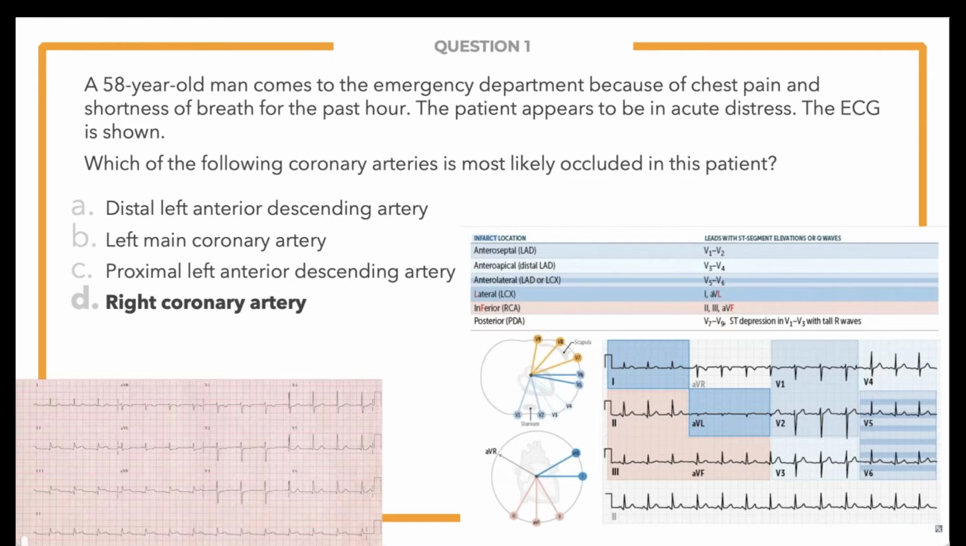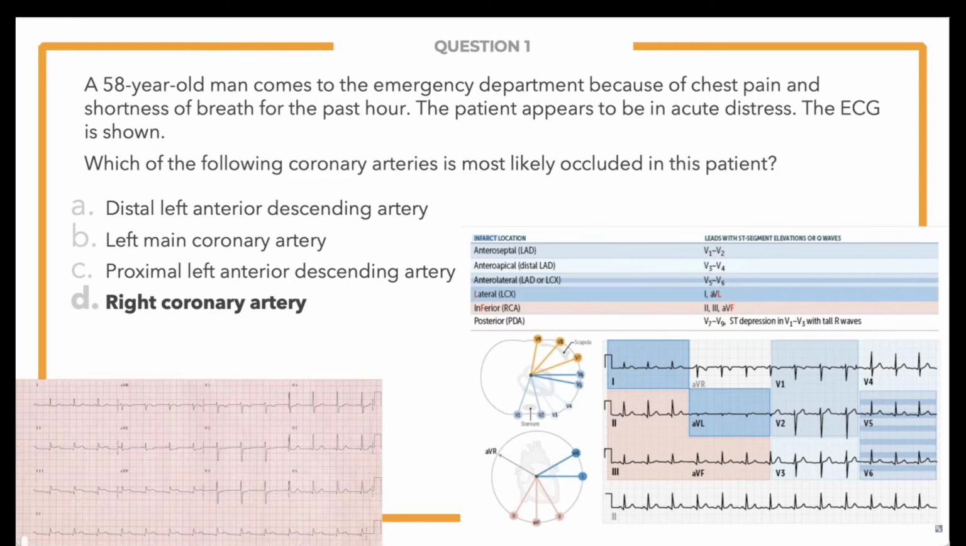Everyone needs to look at this box at the bottom here and generally have an idea of where the leads are. So as you can see here, I and aVL are my lateral leads, and that's supplied by my left circumflex. My V1, V2 is anteroseptal, V3, V4 is anteroapical, and V5, V6 is anterolateral. So have an idea of how the leads are spread out and which ones correlate with what. The one that's classically asked is my 2, 3, aVF. That's my inferior wall of my heart. That is indeed supplied by my right coronary artery.